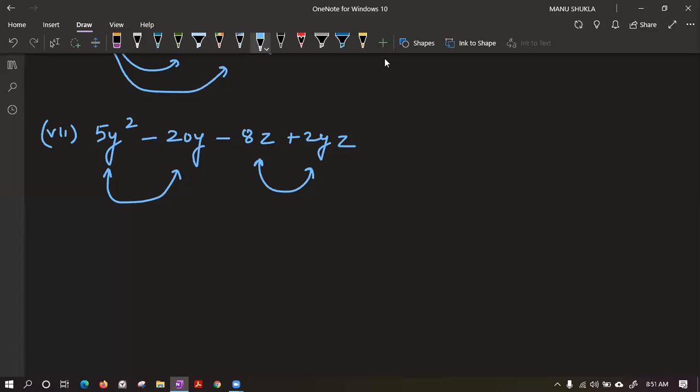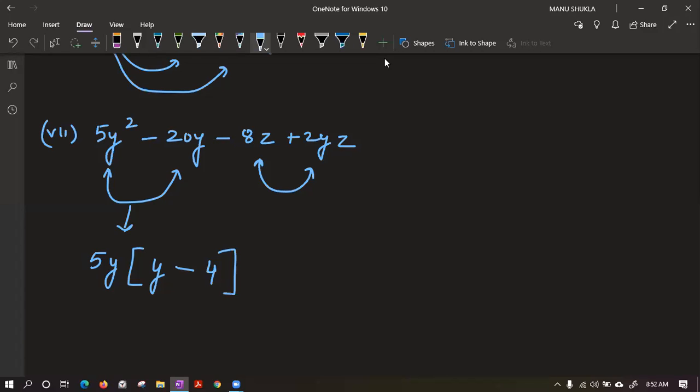Let's try. We will take common as 5, because 5 and 20, they can be taken common 5. Y can be taken common. In the bracket, what will be left? Out of 5y square, we have taken 5y out. So y will be left inside. Then we have a minus sign. Then from 20 is taken, so 4 is left, and y is already taken common, that's it.